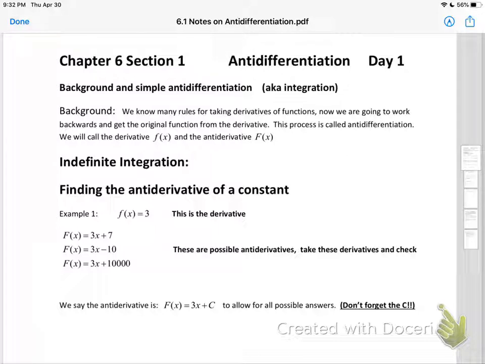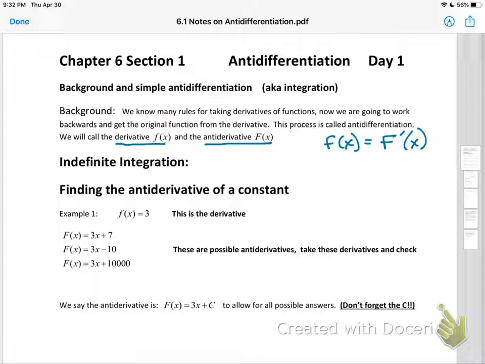So we know many rules for taking derivatives of functions. Now, as I said, we're going to work backwards and get the original function from the derivative. We're going to call the derivative f of x, and the antiderivative, the original function, is capital F of x. So basically, f of x is actually, if you want to think of it this way, F prime of x. You have to wrap your head around this a little bit, so give yourself some time to figure all this out.